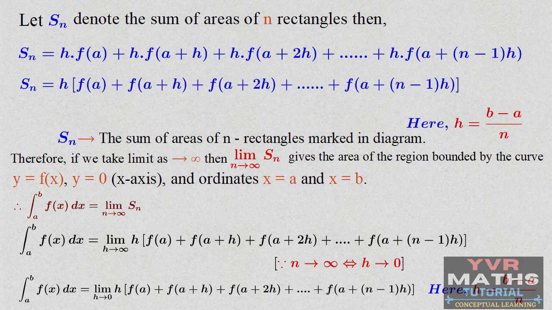The process of evaluating a definite integral by using this definition is called integration from first principles, or integration by ab initio method, or integration as the limit of a sum. So, dear students, this is the concept of definite integral as a limit of a sum. This is the important formula to find the definite integral by using the limit as a sum concept.